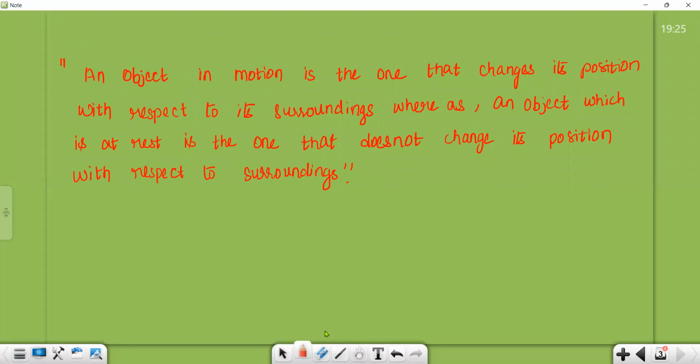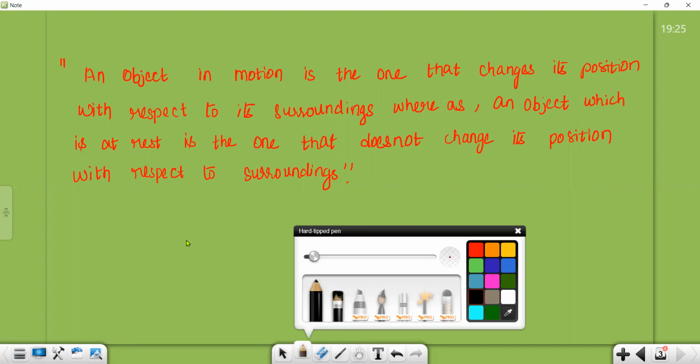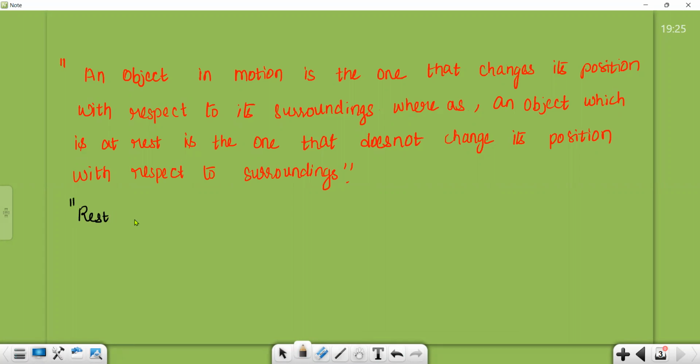Now, the next important point is that rest and motion are relative. So what does it mean? Rest and motion are relative. Suppose an object is moving. For one observer, the object is moving. The same object, for another observer, is at rest. So how is that possible, students? So they are telling that rest and motion are relative.